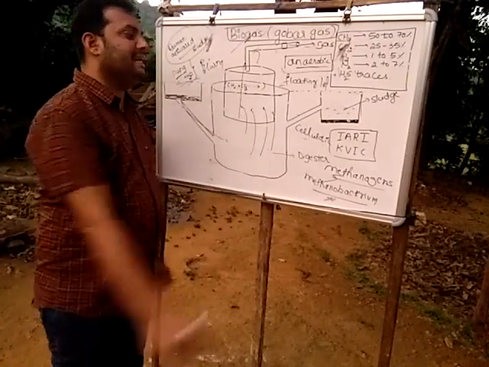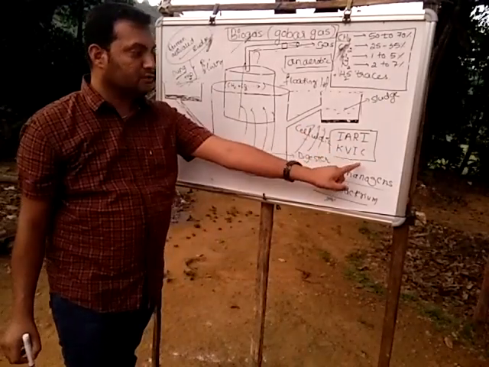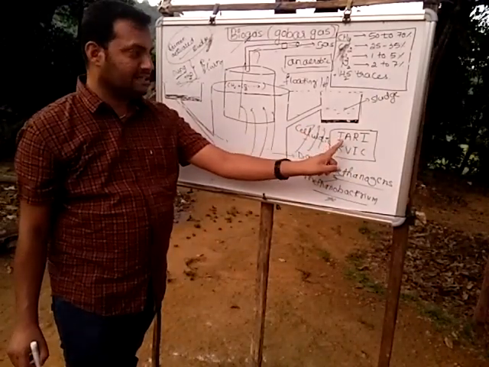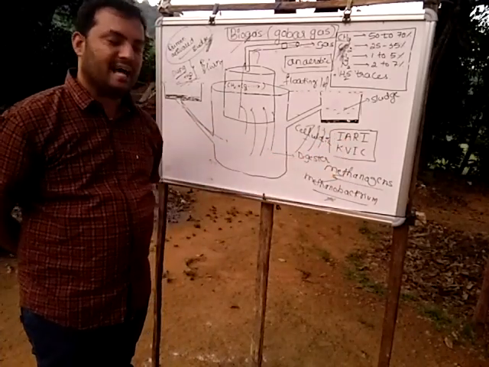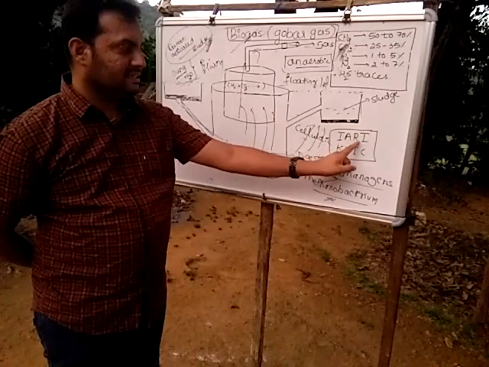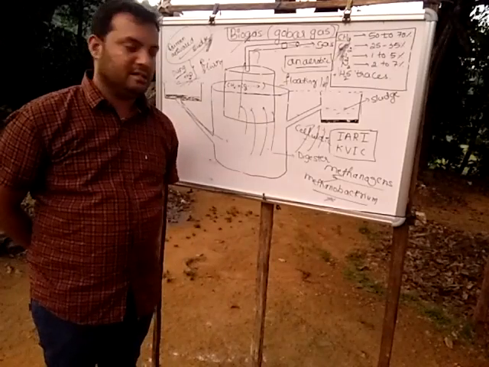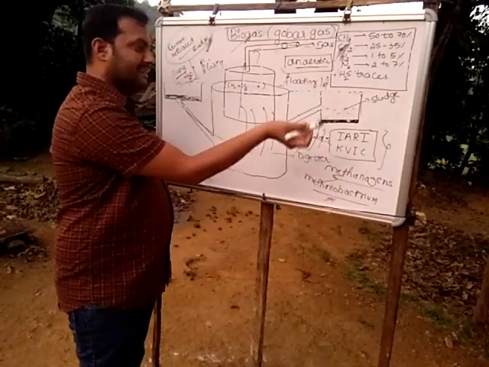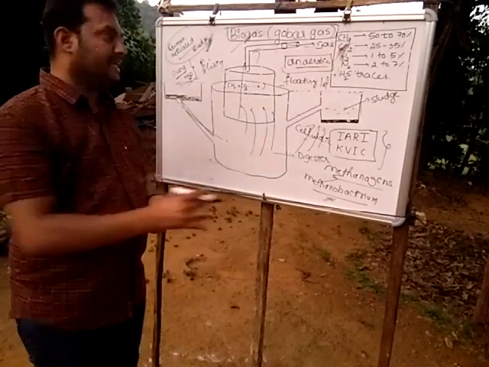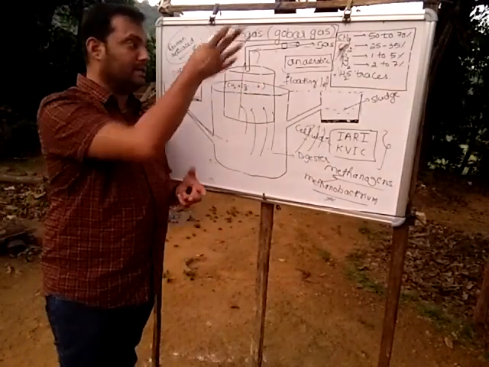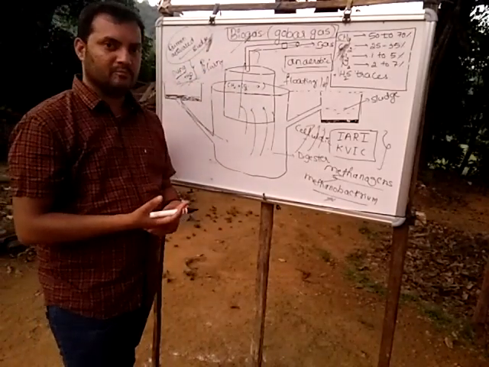And one more thing is, in India, this concept of biogas was given by two important organizations, IARI and KVIC: Indian Agricultural Research Institute and Khadi and Village Industries Commission. These two organizations have given the idea of biogas production. Nowadays, various other patterns and designs of biogas units can also be seen across India.